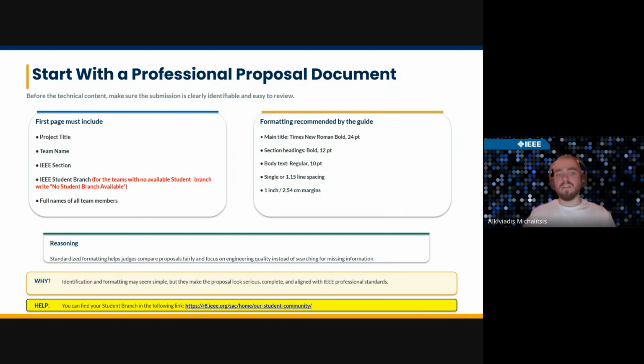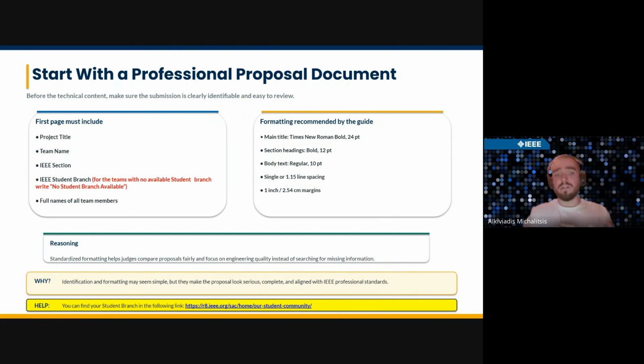It's very important for the identification and formatting to be simple so that we'll have a clear image and a clear picture of the team. You should make the proposal look serious and also complete. And it should also align with IEEE professional standards, which means for you at least use the same formatting that we have said to you, and also the expressions and the phrases that are used to be a little more formal.